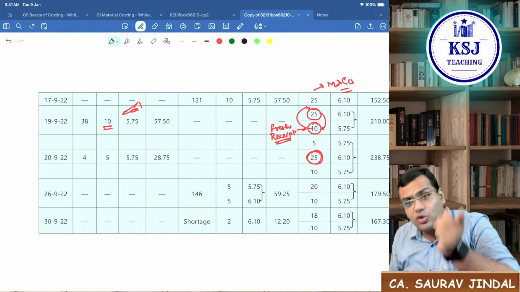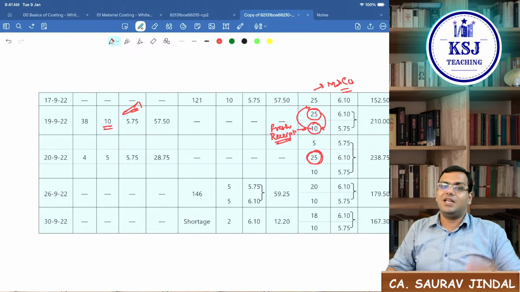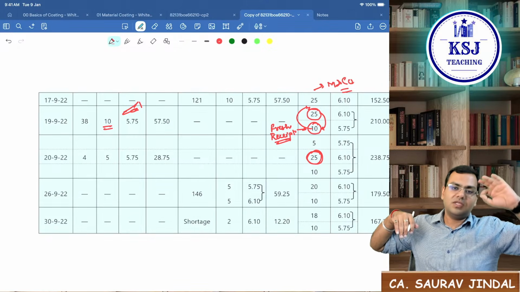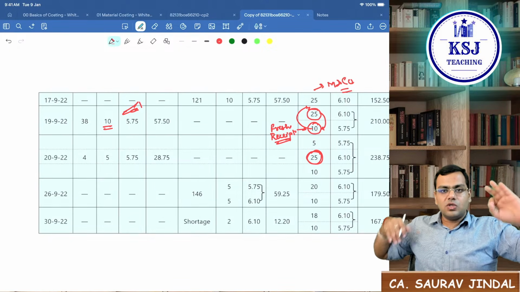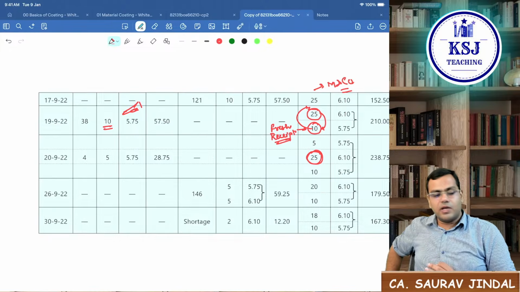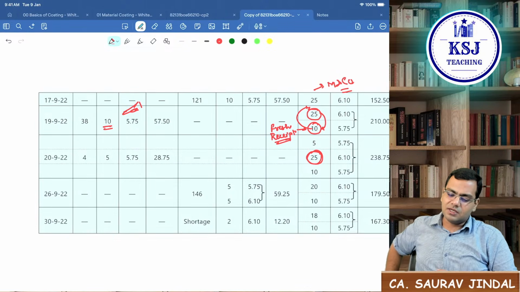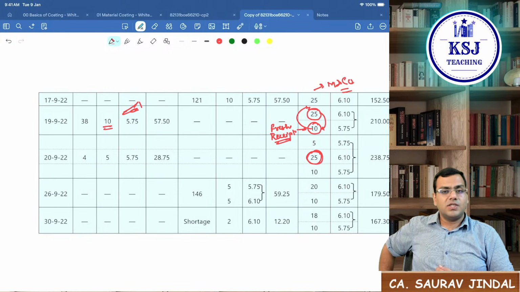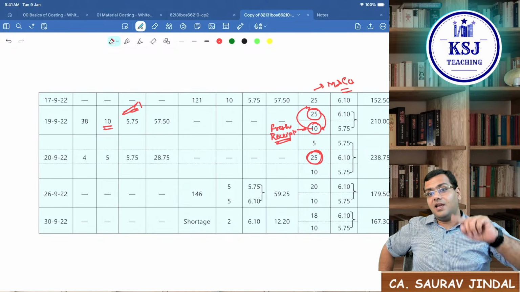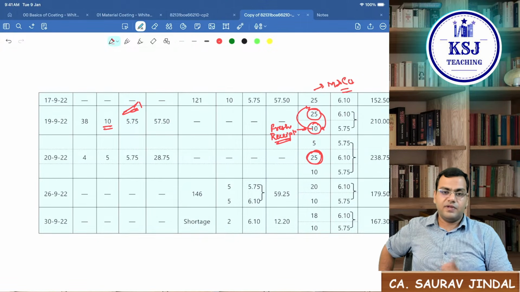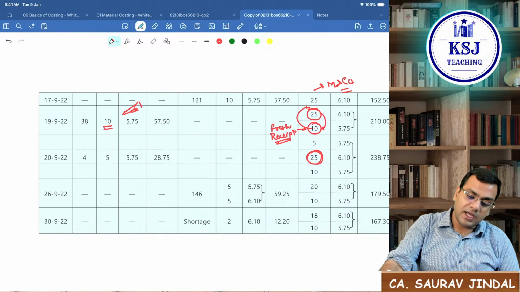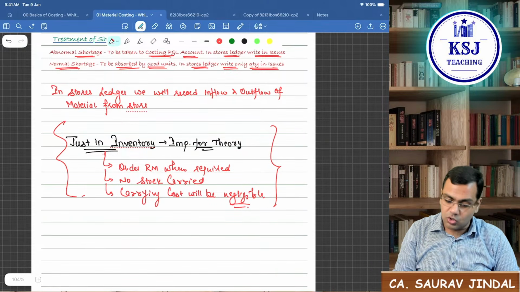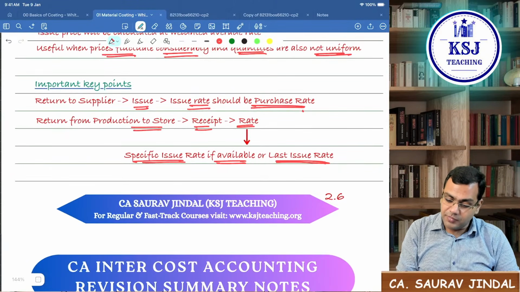If you have not issued anything out of those 25 units, then how can you get it back from the production? So this is a technical problem. So what should be done, sir? Sir, we will record this return at the last issue rate. That is what I have mentioned in the notes also. Right? Return from the production to the store, receipt rate, specific issue rate if available, or the last issue rate.